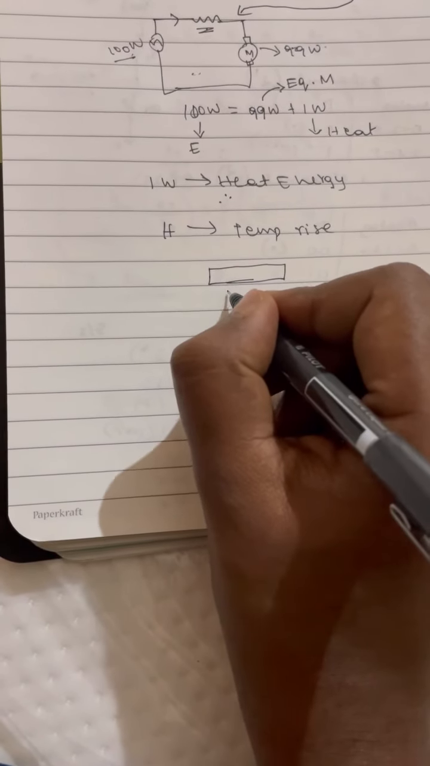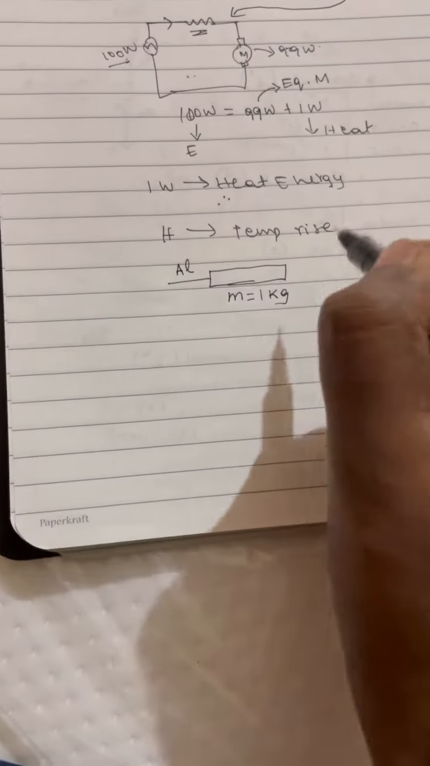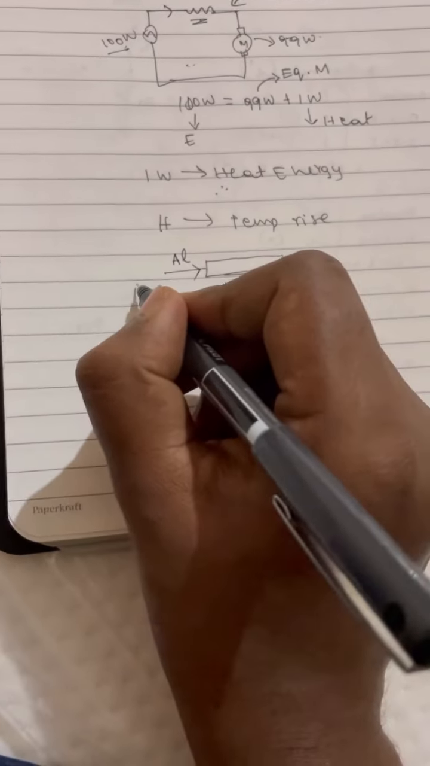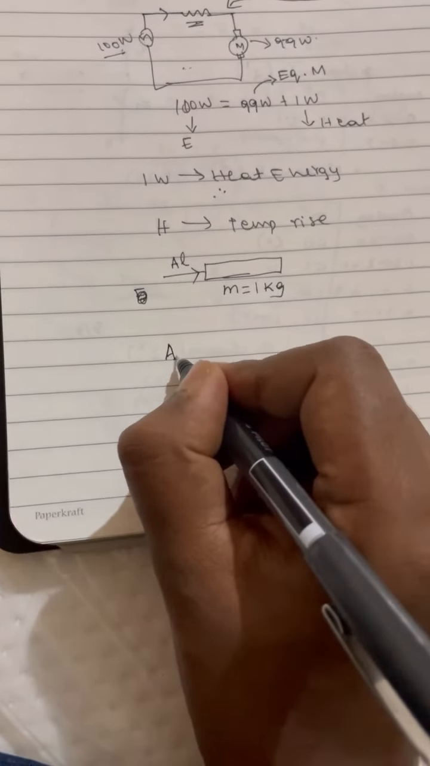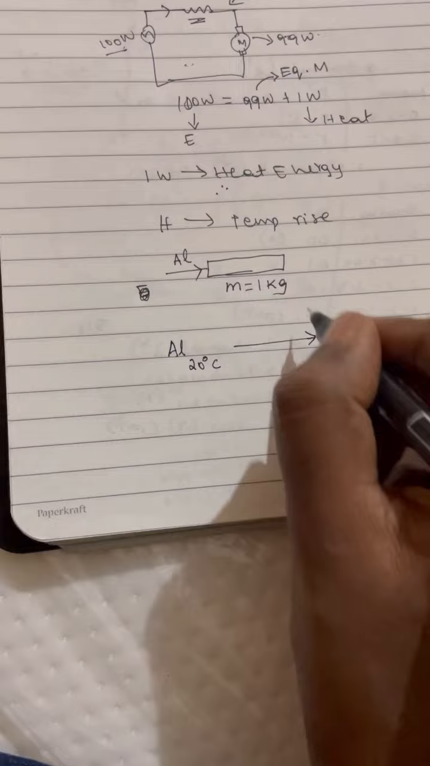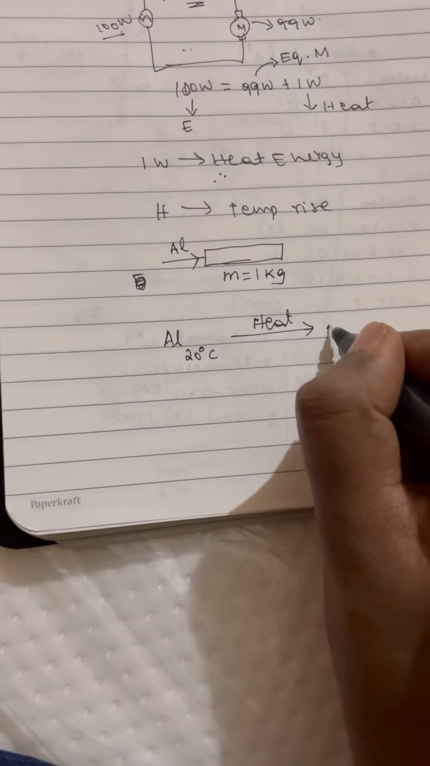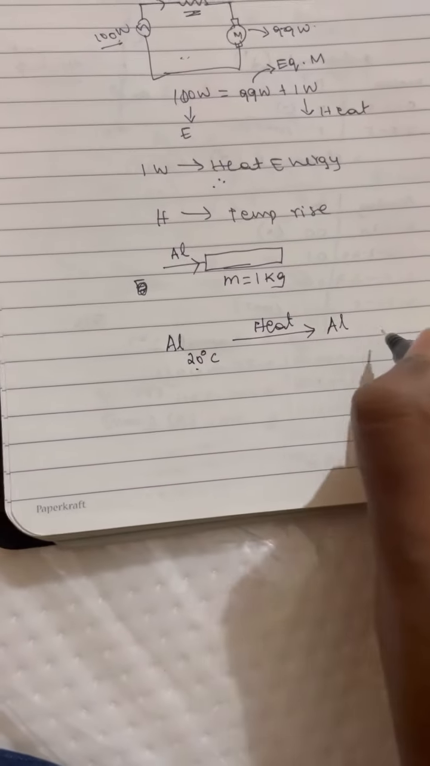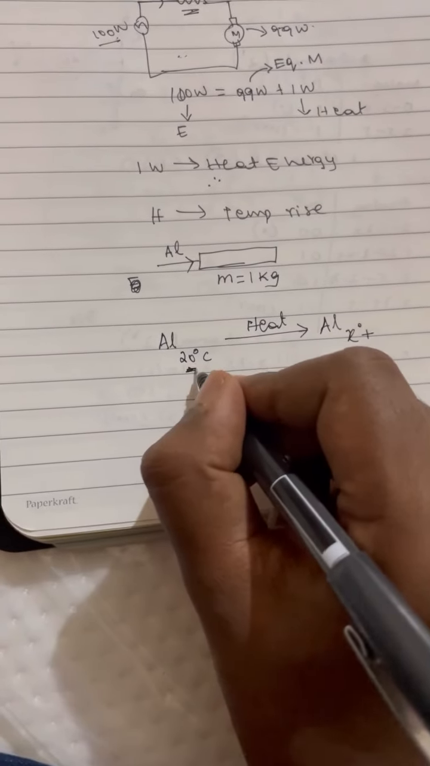Let's say it has a mass of 1 kg. Let's consider this is going to be aluminium. You are applying electrical energy. Let's take aluminium at 20 degrees Celsius initially. You are applying heat energy. This heat energy will heat the aluminium from 20 degrees to X degrees. This X degree is always going to be above 20 degrees, the beginning temperature.